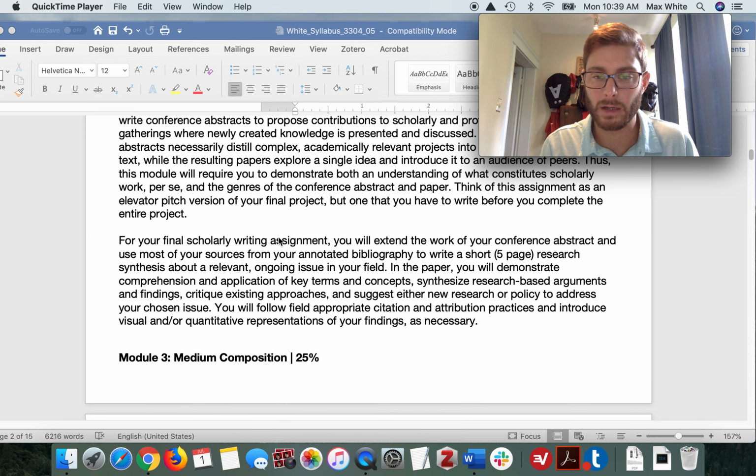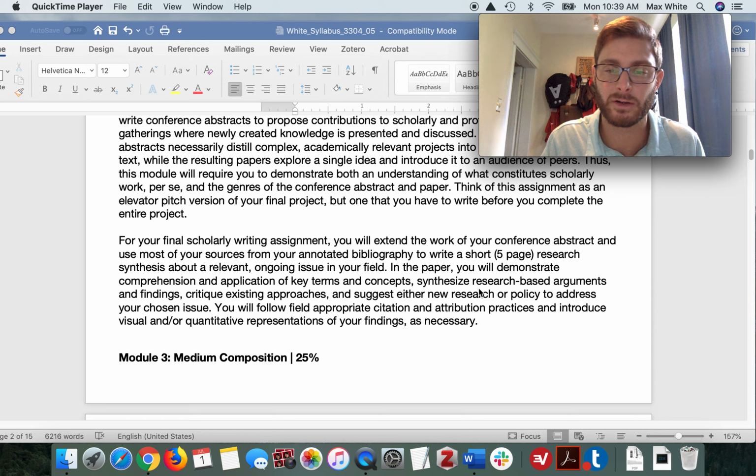Here we go. A short research synthesis about a relevant ongoing issue in the field, and you'll demonstrate comprehension and application of key terms and concepts, synthesize research-based arguments and findings, all these good things. Basically, you're going to say, okay, here's all these pieces that I've assembled. If we look at them together, here are some shared methods and values, and here's what I think still needs to be done. So you're essentially going to offer your informed opinion of the direction you think future research should be taken in your field.